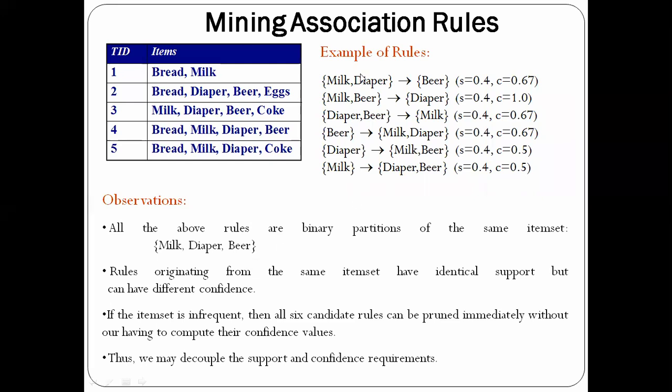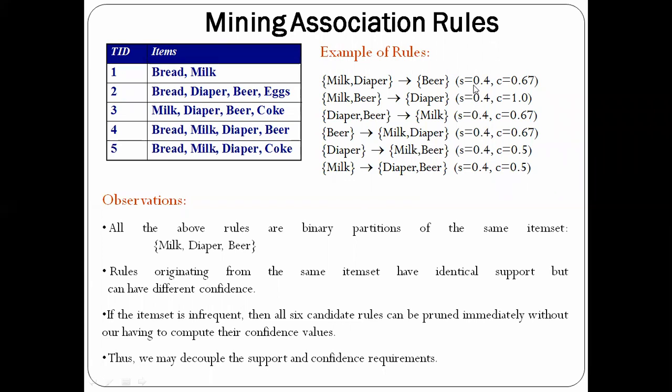All the rules here which we have considered, that is a total of 6 rules. For example, milk, diapers implies beer, and then milk, beer implies diapers. All the combinations of rules we have considered. All these rules are going to contain the same itemset, that is milk, diapers and beer. So now if we calculate the support and the confidence here.